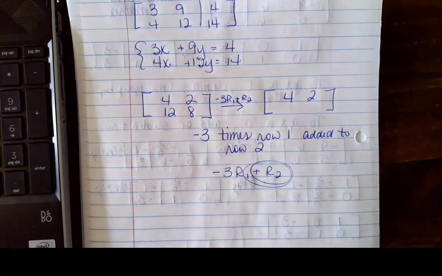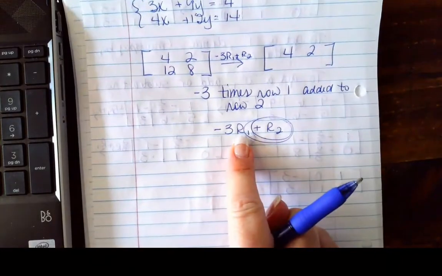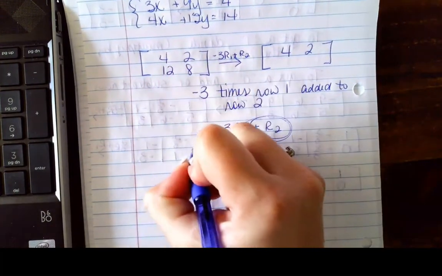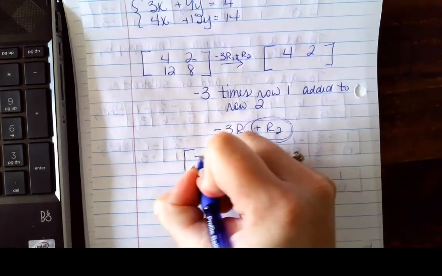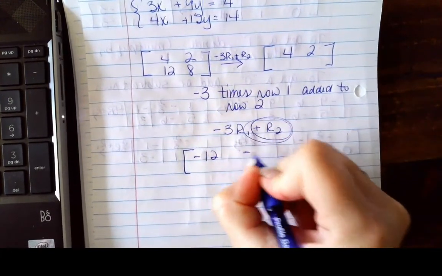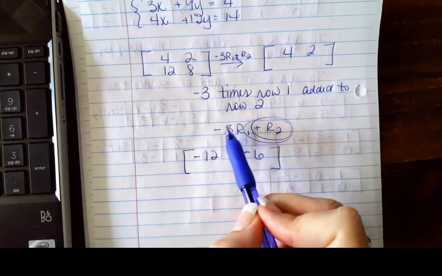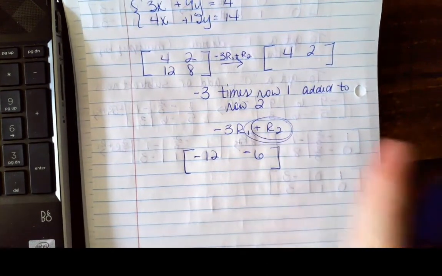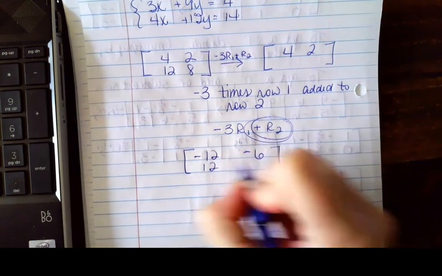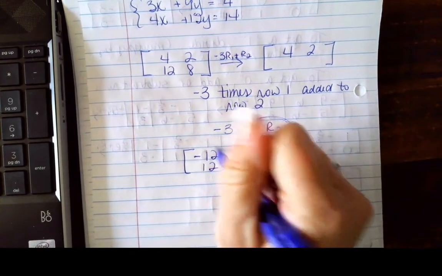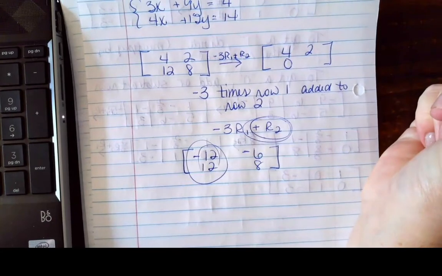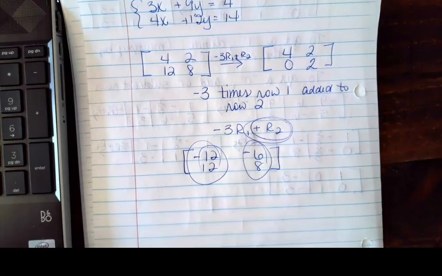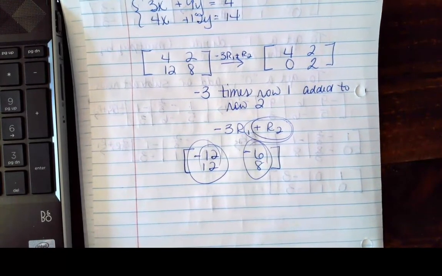Okay, so this is what you're supposed to do in your head. I'm going to take a negative 3 times row 1. So a negative 3 times 4 and a negative 3 times 2. A negative 3 times 4 gives me a negative 12. Negative 3 times 2 is a negative 6. So I've taken that negative 3 times row 1. Now I'm supposed to add it to row 2 and put my answer in row 2. So row 2 says 12 and 8. Add those together, put your answer in row 2. And that's how you're going to translate that stuff.